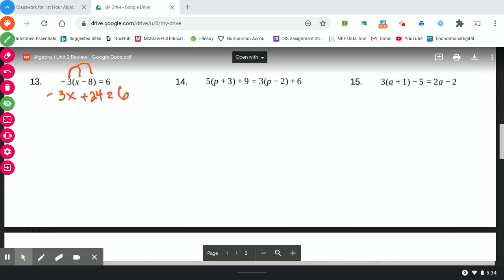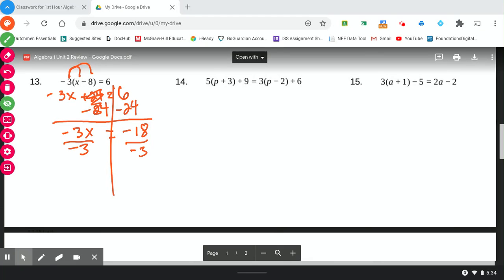So I want x by itself. There's my balance bar. So I subtract 24 because it's furthest from the x. So I subtract 24 here as well. That leaves me with a negative 3x on this side, because these are gone, equals 6 minus 24 is a negative 18. Now, to get rid of this negative 3, it's being multiplied times the x, so we do the opposite. Divide by negative 3. We divide this by a negative 3. That becomes 1x equals negative 18 divided by negative 3 is a positive 6. Positive 6.